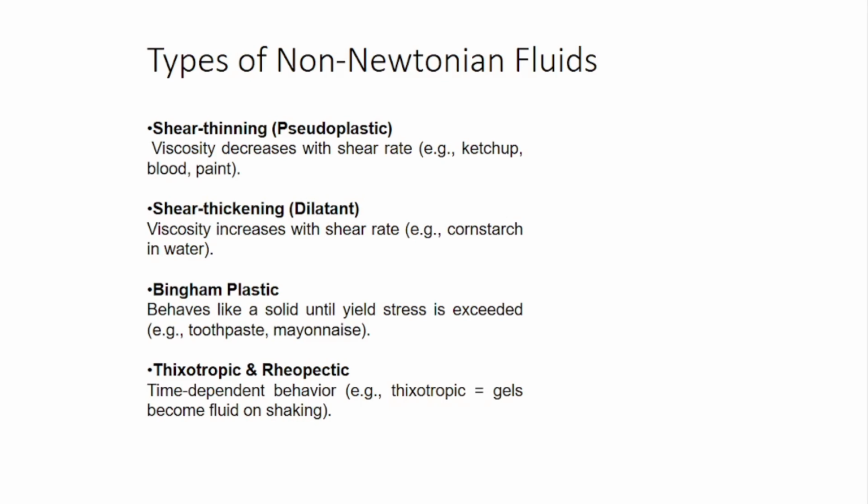Then another type of non-Newtonian fluid is the Bingham plastic, which behaves like a solid until yield stress is exceeded, like toothpaste or mayonnaise. Then comes the thixotropic or the rheopectic, where there is time-dependent behavior, and some gels become fluid when shaken.